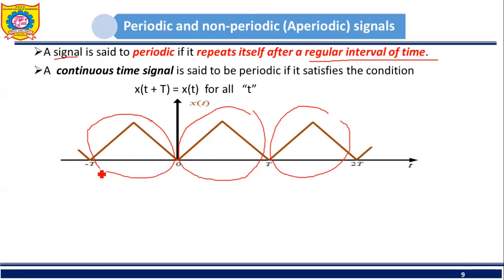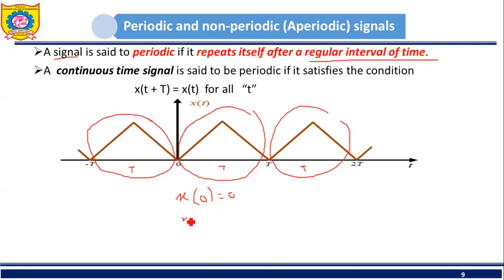So see, what is time interval here? Minus T to 0 means it is T. Okay, then what is time interval here? Here again it is 0 to T. Okay, then this is T to 2T, means here also time interval is again T. So here if I consider this x of 0, what is x of 0? From this diagram it is clear that x of 0 will be 0.